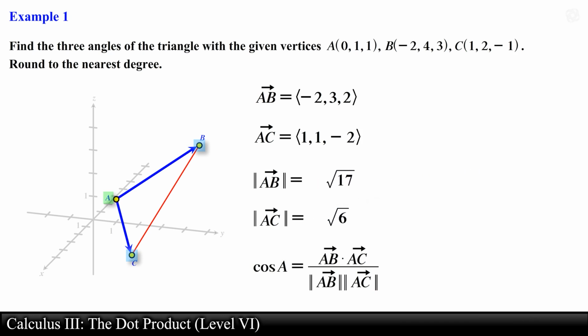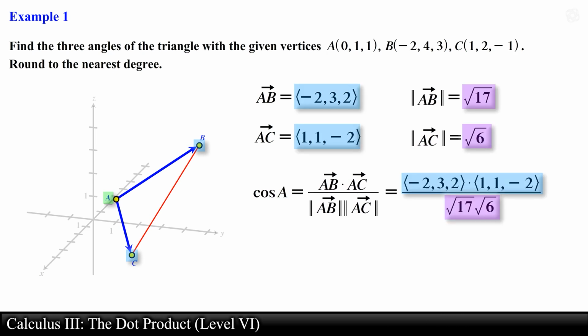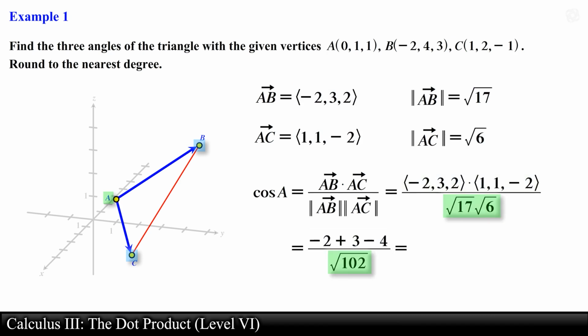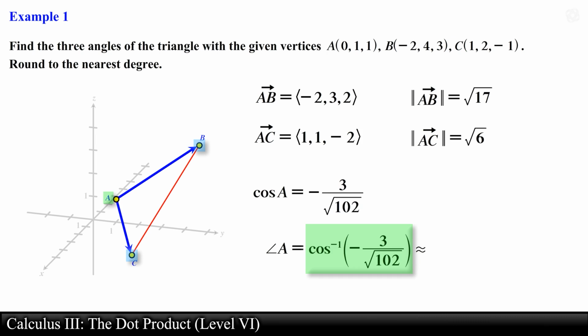Next, we use the geometric definition of the dot product to find angle A. Substituting the values on the right side of the expression, we obtain the following. Next, we compute the dot product and multiply the magnitudes with one another. Doing that, we obtain the following value. Finally, it is just a matter of taking inverse cosine of this value. Doing that, and approximating the answer, we obtain 107 degrees for angle A.